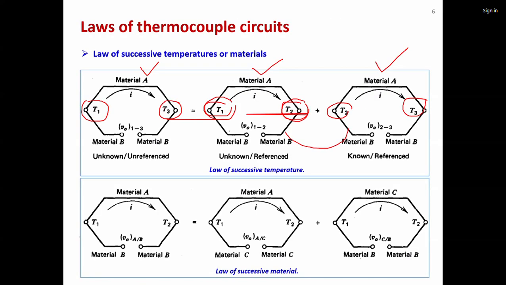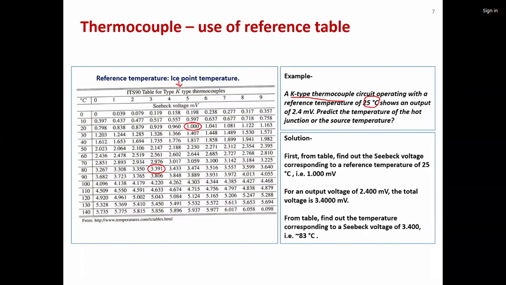So when you know the output and you know the cold junction, you can find out the hot junction temperature. For an output voltage of 2.4 millivolt, the total voltage would be 3.4 millivolt, right? For the junction when the cold junction is at ice point. Now you go to the table and corresponding to 3.4 millivolt, you find what the temperature should be. You look at the entries and you can see that 3.4 is between 3 and 4, and you read that the temperature is somewhere between 83 degrees centigrade and 84 degrees centigrade. So you approximate that it is around 83 point something.